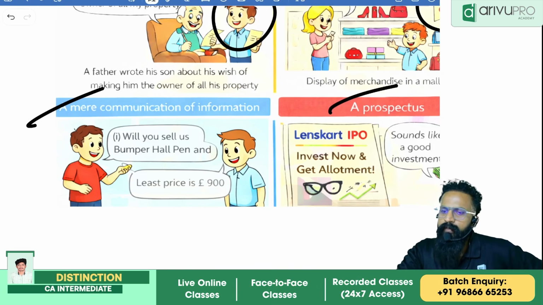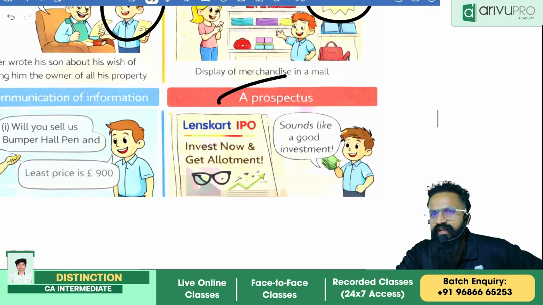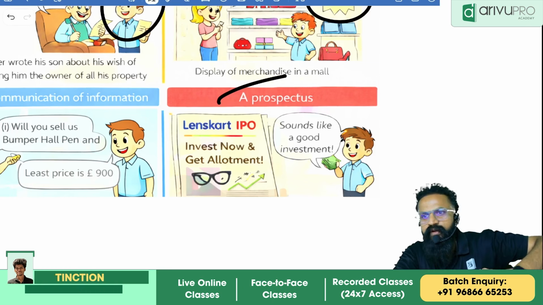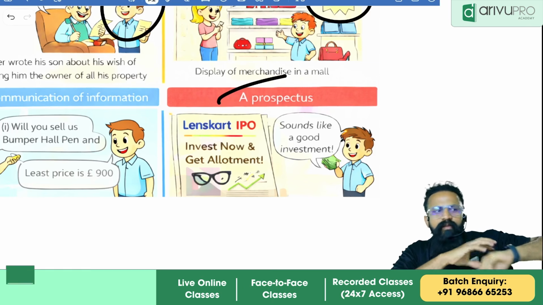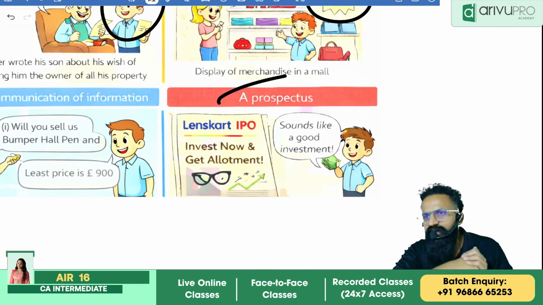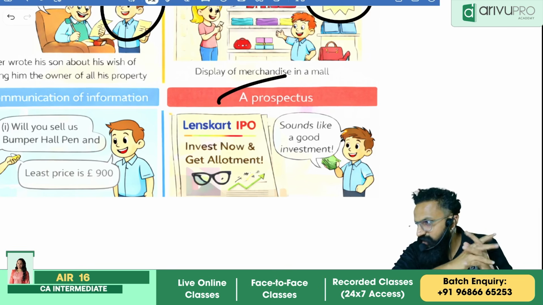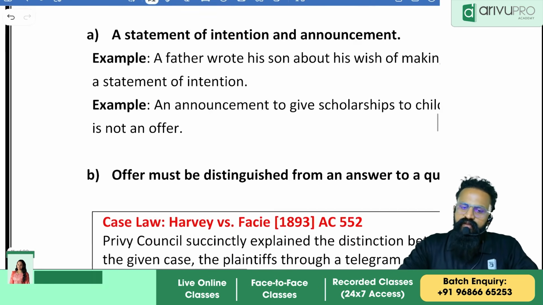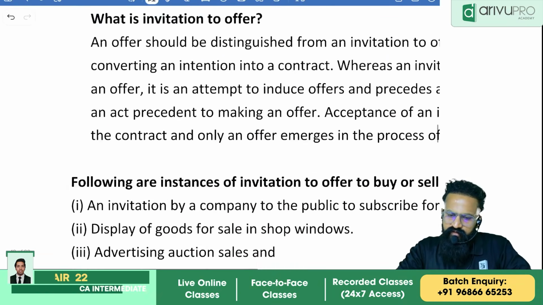The last one is, a prospectus is never considered as an offer. It is just an advertisement. I will give a prospectus, that is, I'll give an advertisement in a newspaper. Tomorrow we are coming up for an IPO. Please apply. You will get an allotment. This is not an offer. This is just an invitation to an offer. Okay. Next one, that is what we saw. Harvey versus Facey.